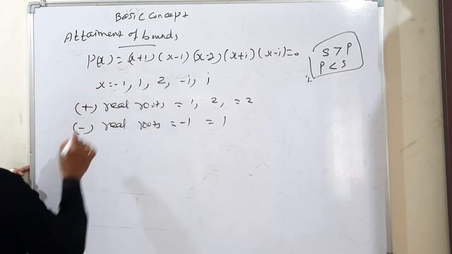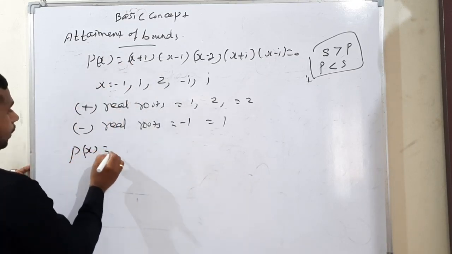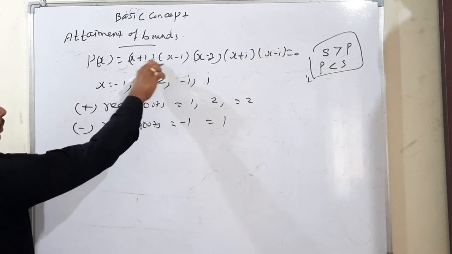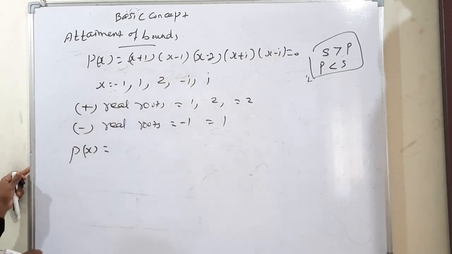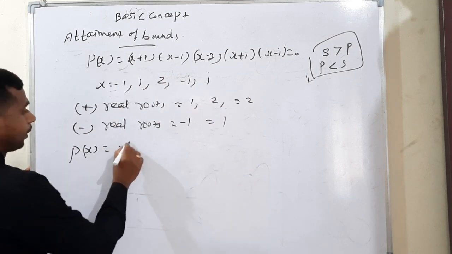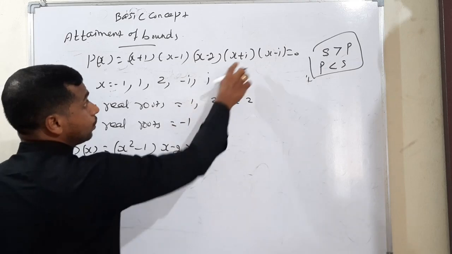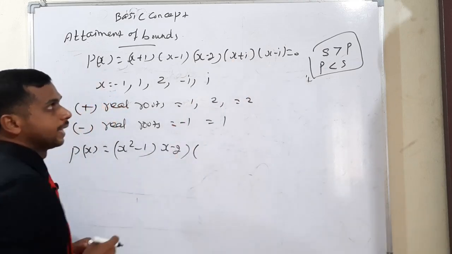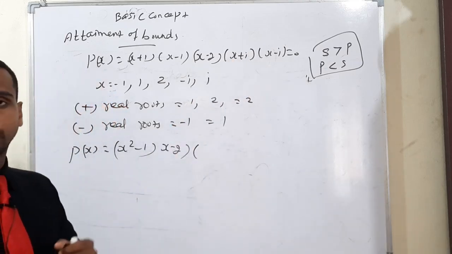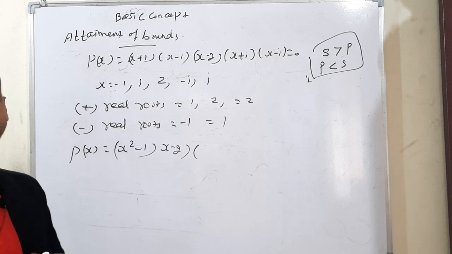Actually p of x is equal to: x plus 1 into x minus 1 means (a plus b) into (a minus b), which is a square minus b square. So we can write it x square minus 1. The next factor is as it is, x minus 2. The last one also, x plus i into x minus i, is also (a plus b) into (a minus b), a square minus b square form.